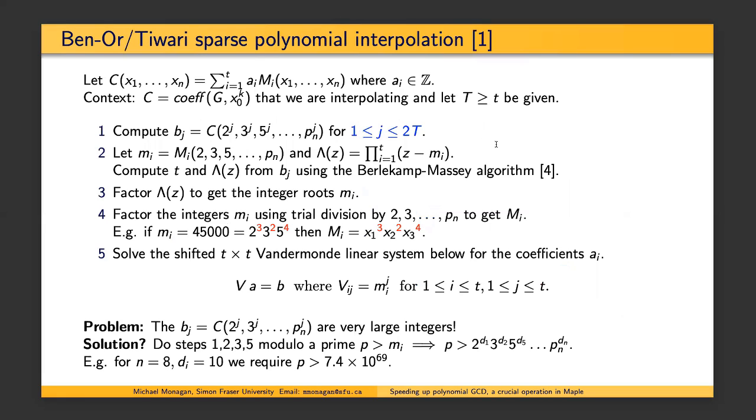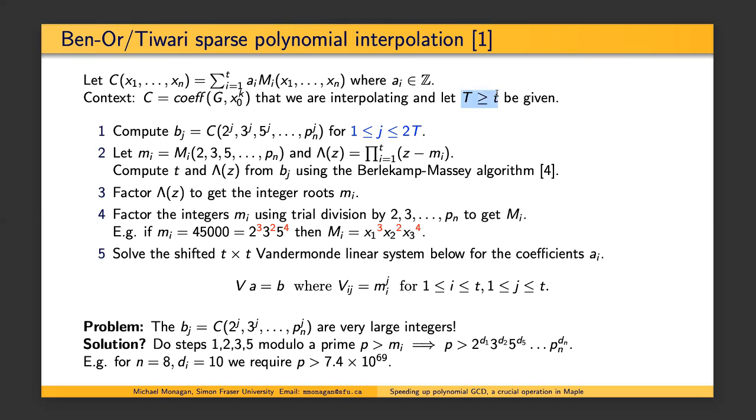I'd like to explain 2 things. One is how the Ben-Or-Tiwari sparse polynomial interpolation works and what we needed to do to modify it to work well for the GCD problem. So the Ben-Or-Tiwari interpolation goes as follows. Let's suppose we have a polynomial C that we're trying to interpolate. Let it have T terms, with integer coefficients AI and monomials MI. In the GCD problem, C would be one of the coefficients of G that we're trying to interpolate.